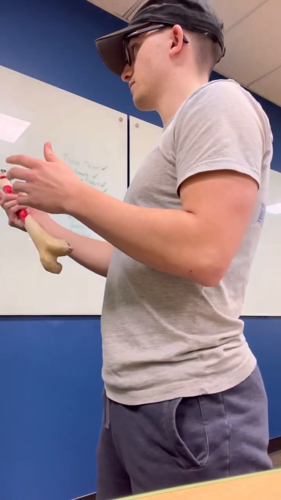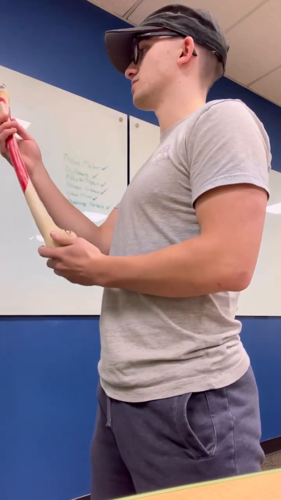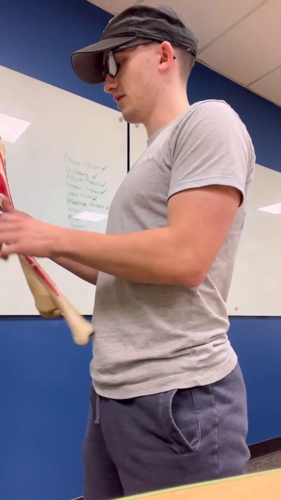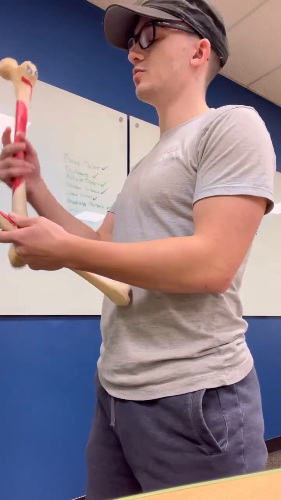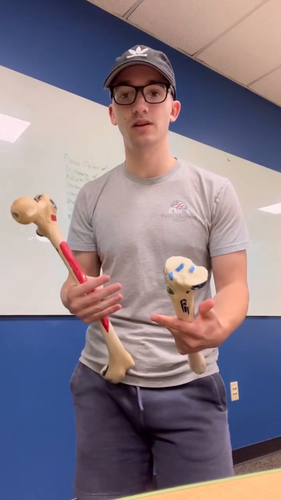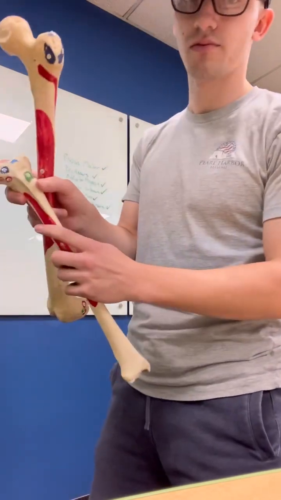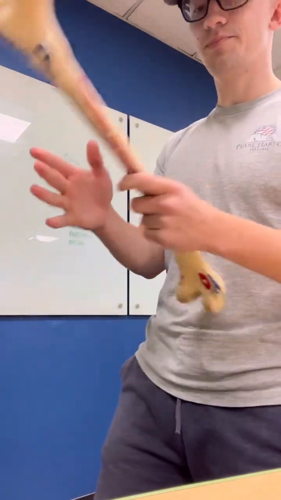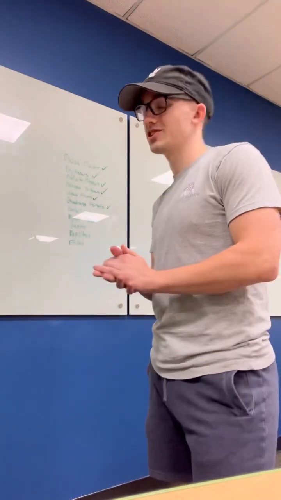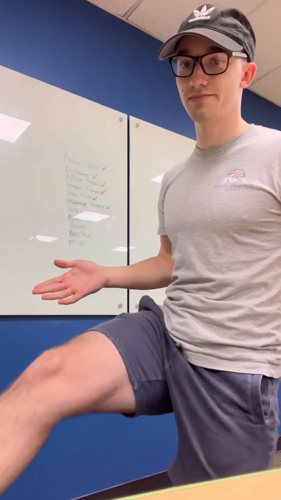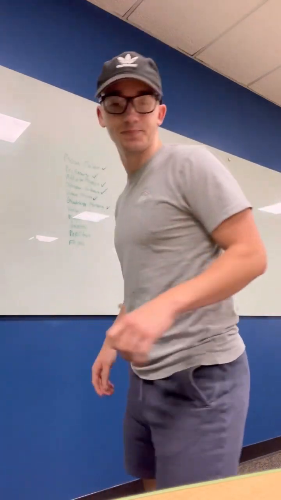The insertion for the vastus lateralis is the tibial tuberosity via the quadriceps tendon. Or I mean, yeah, via the quadriceps tendon. So right here, the tibia. And then the action of the vastus lateralis is just knee extension, like so.